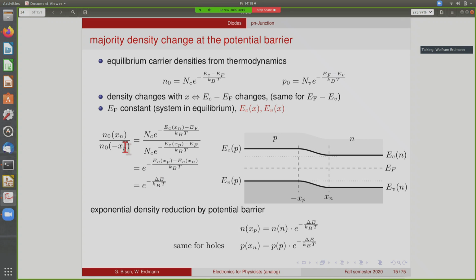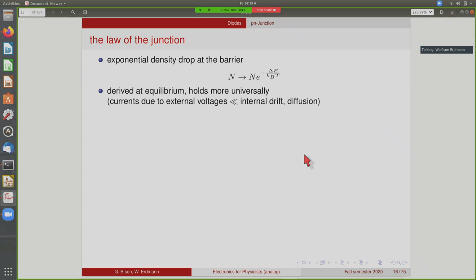So we know that the carrier density between the left-hand side and the right-hand side are related by this exponential factor, and this is quite universal. So the number density of electrons left and right of the junction is related by an exponential of the difference of the energy of the two, and the same holds for holes. You can write down the same thing for holes here. So there's the same exponential factor because we have the same difference also for the valence band. Okay, so this exponential behavior is very important. It's sometimes called the law of the junction.